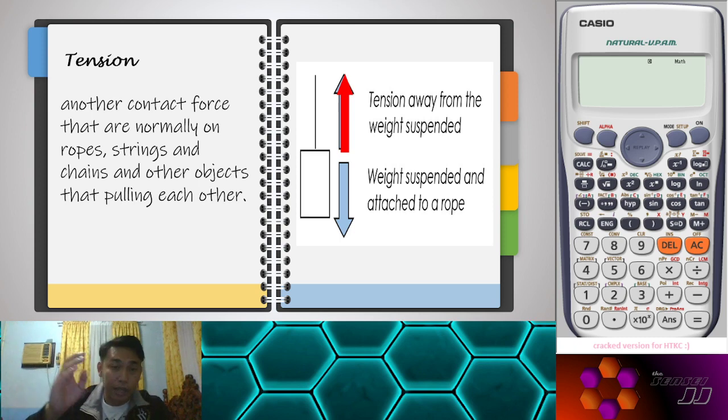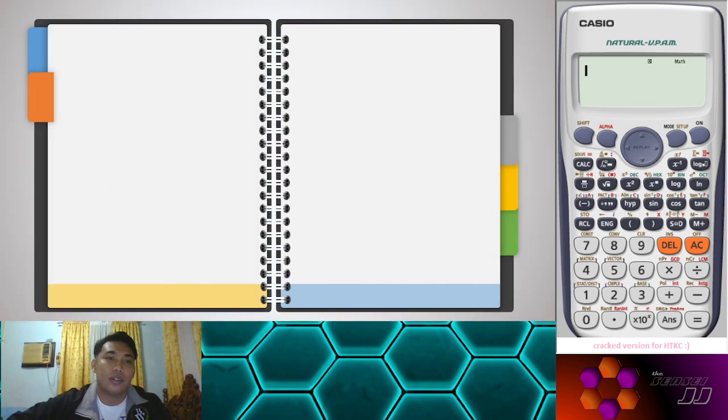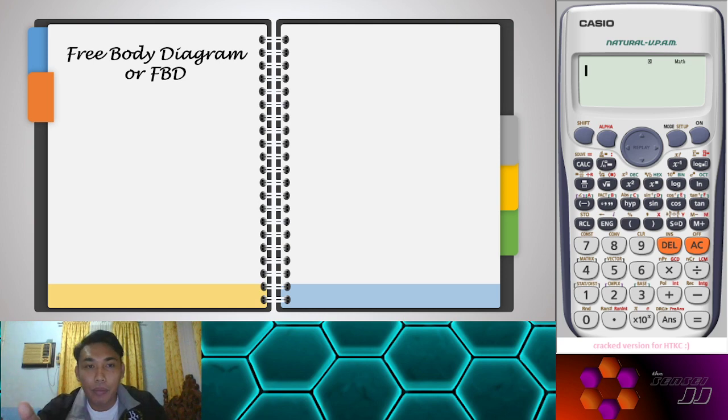So guys, again, this is the third law of motion: for every action, there is an equal and opposite reaction. So the weight goes down and the tension goes up. If they are in the same direction, they will be falling. So let's proceed to the free body diagram.